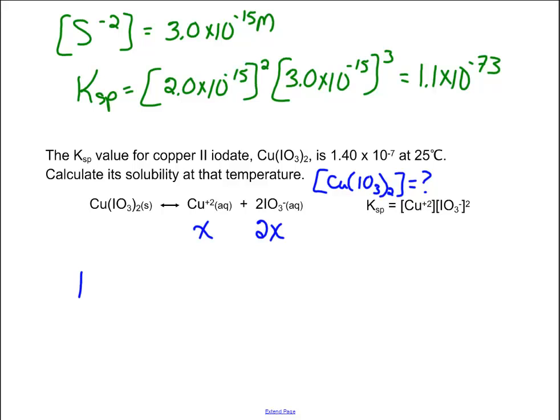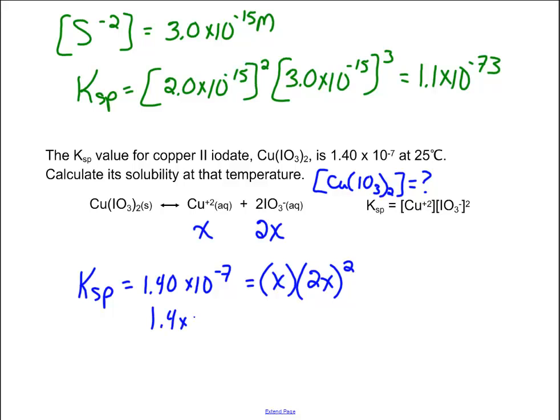So for Ksp, I've got 1.4 times 10 to the negative 7. My concentration of copper is just x. My concentration of iodate is 2x, but I have to square it. So I have 1.4 times 10 to the negative 7 equals 4x times x, so I get 4x cubed.